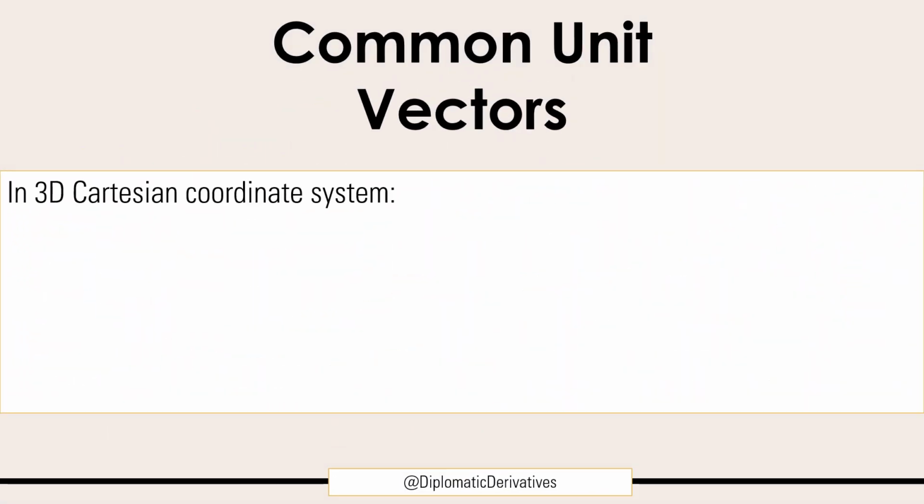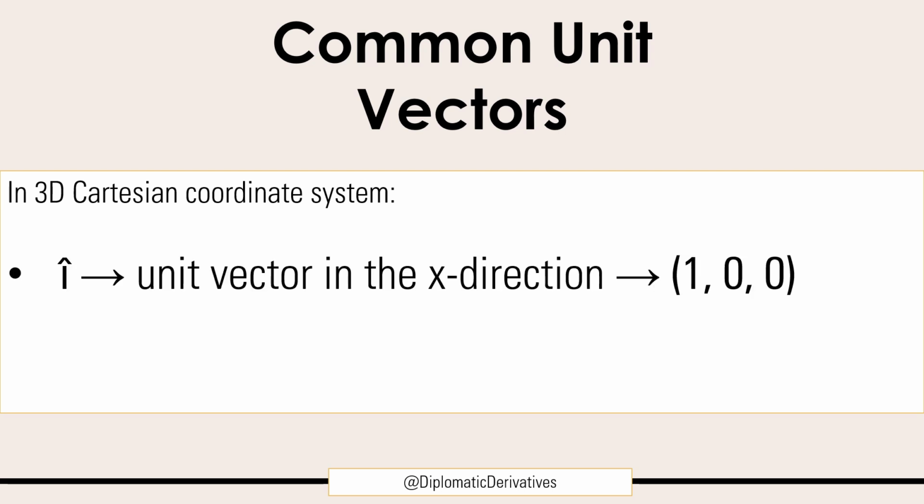Now, common unit vectors, again in the 3D Cartesian coordinate system. i is the unit vector in the x direction. Now how do you represent that? 1, 0, 0. What does this mean? Whenever we write a vector, how do we write it? Let's suppose we have vector A and the point is A (2, 3). So this is 2 units in the x and 3 units in the y. Similarly, this is 1 unit in the x, 0 units in the y, and 0 units in the z direction. And why is that so?